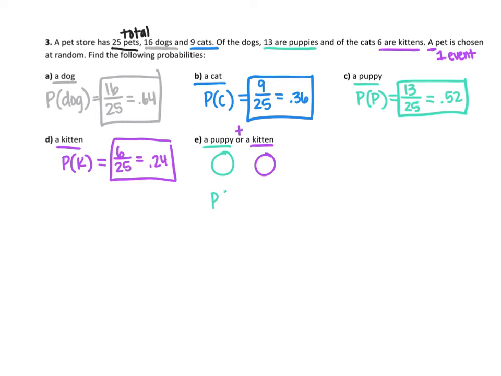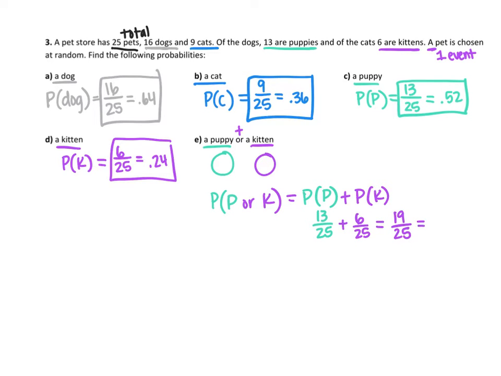So the probability of a puppy or a kitten is simply the probability of a puppy plus the probability of a kitten. So the probability of a puppy is 13 out of 25 plus the probability of a kitten is 6 out of 25. So 13 plus 6 is 19 out of 25, and that cannot be reduced, but I can write it in its decimal form, which is 0.76. So either one of those is acceptable.